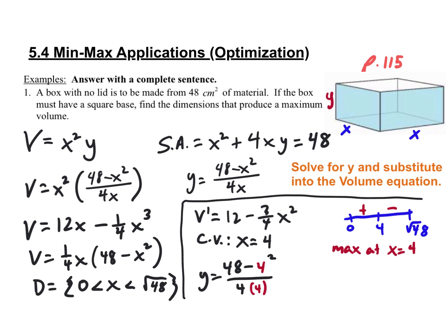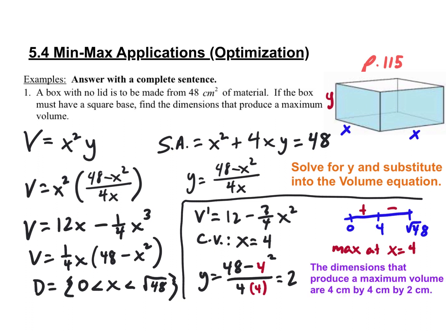So we've got, this is 2. Did I actually solve it? I did. 2. So we've got all our pieces now. Y equals 2, x equals 4. What are our units going to be here? Centimeters. Okay, so here are my dimensions. Dimensions to produce a maximum volume are 4 centimeters by 4 centimeters by 2 centimeters.